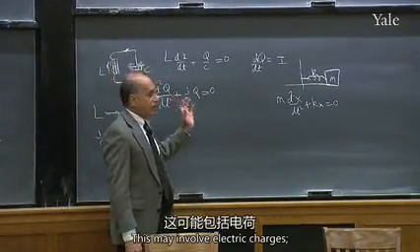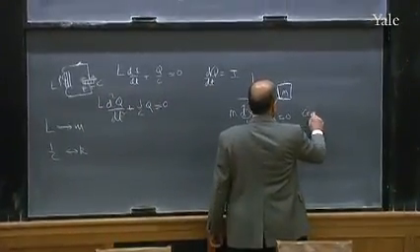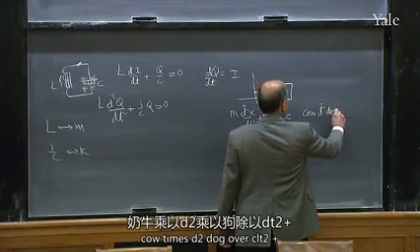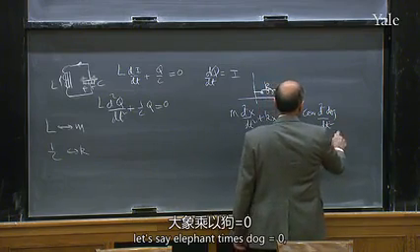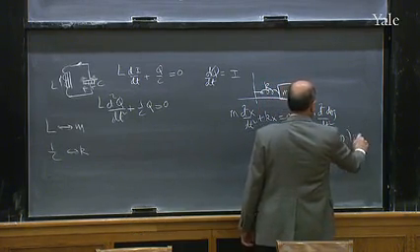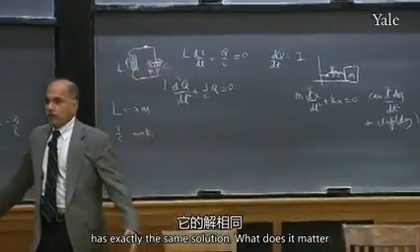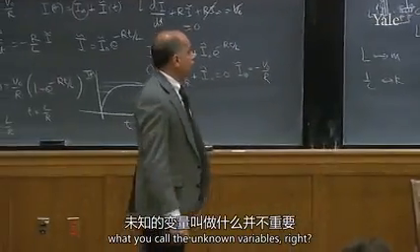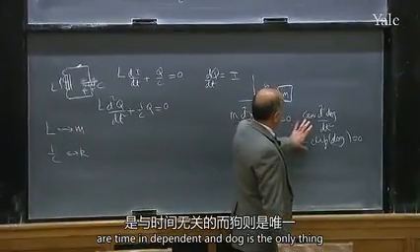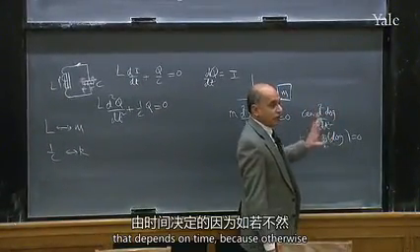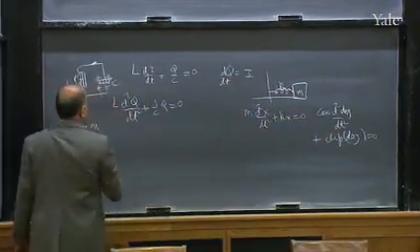This may involve electric charges, that may involve masses. You don't care. So mathematically, here's an equation: cow times d² dog over dt² plus, let's say, elephant times dog equal to 0, where dog is a function of time, has exactly the same solution. Because what does it matter what you call the unknown variables, right? But you have to tell me that cow and elephant are time independent, and dog is the only thing that depends on time, because otherwise the equation is not the same. So here m and k don't change, L and C don't change. So what's the answer to this one?